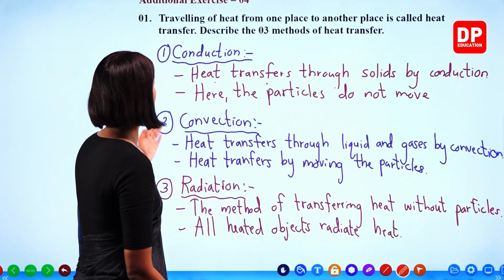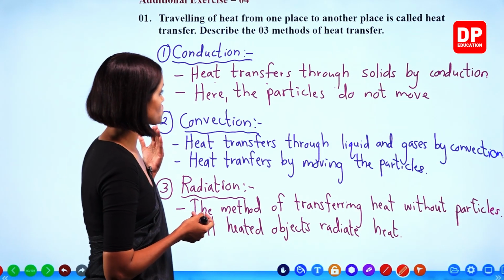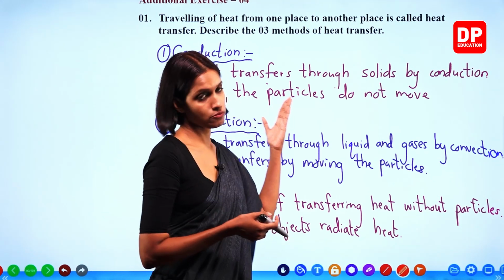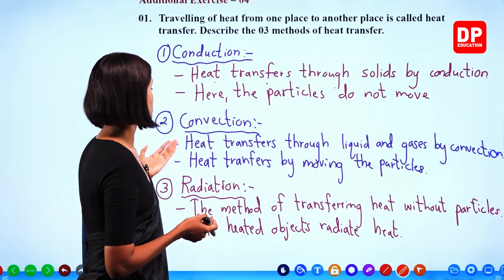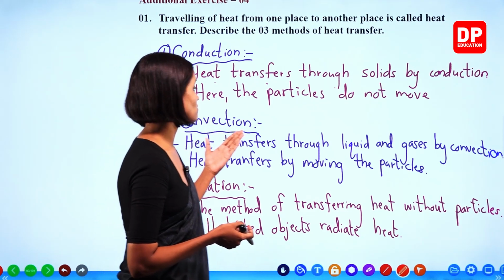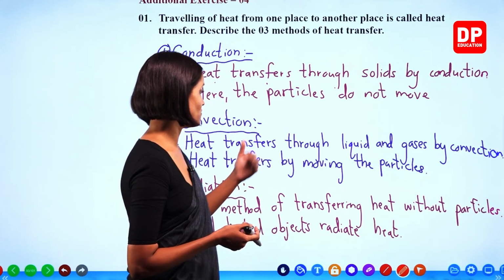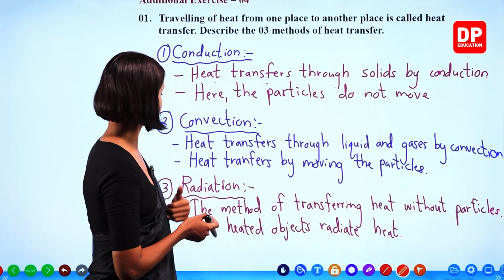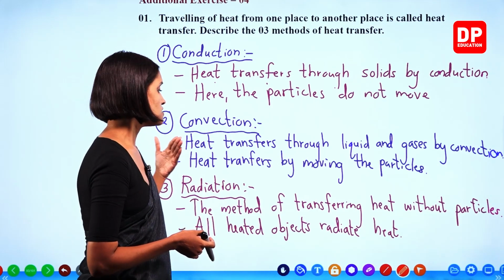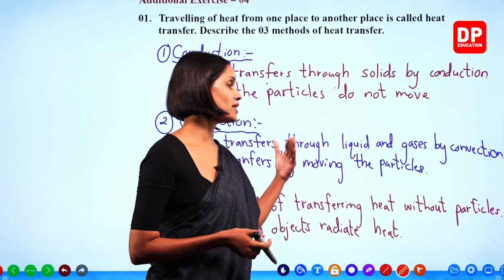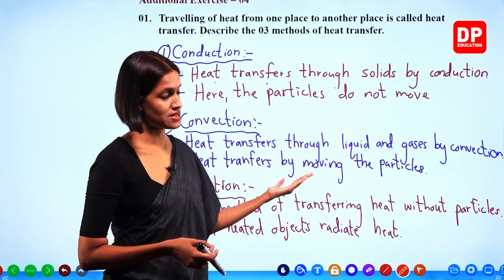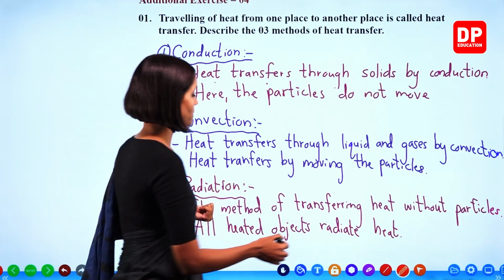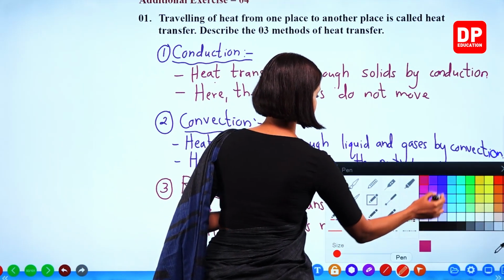Right? Conduction. Heat transfers through solids by conduction. Here the particles do not move. Right? Convection. Heat transfers through liquids and gases by convection. Heat transfers by moving the particles. Right? Radiation. The method of transferring heat without the involvement of particles. All heated objects radiate heat. Okay? We'll move on to the next.